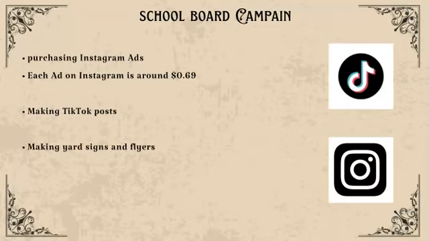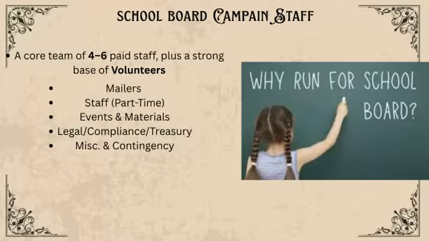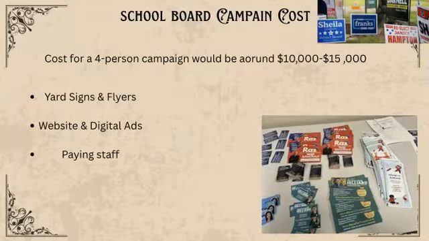I think a main focal point on raising this money for the campaign would be purchasing Instagram ads. Each ad on Instagram is around 69 cents, so being able to purchase as many ads as possible. And also making TikTok posts and making yard signs and flyers will be able to get out to as many people as we can. A core team of 4 to 6 paid staff plus a strong base of volunteers, mailers, staff part-time, event and materials, legal compliance, treasury. These are all things that we will need to be able to run a strong campaign, and I believe that as long as we stick to that, it will be possible to run for this office.